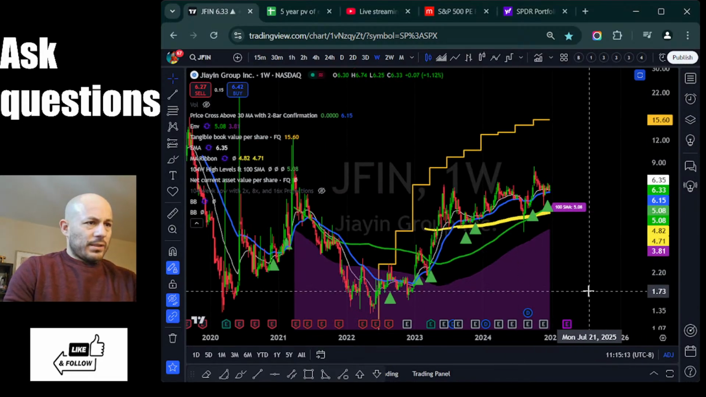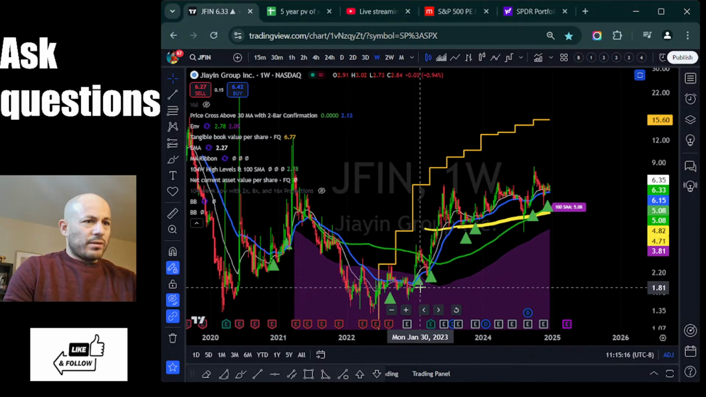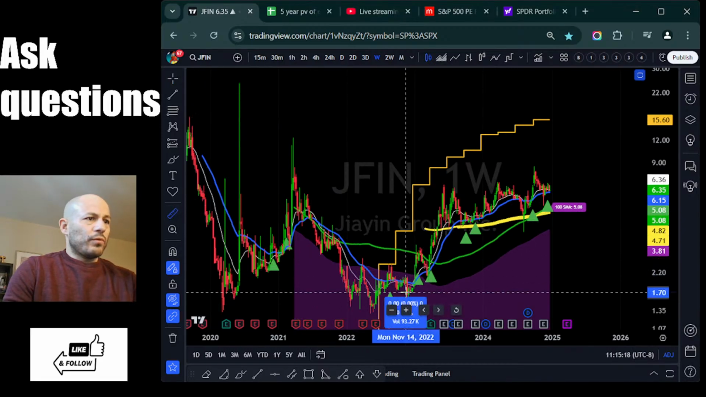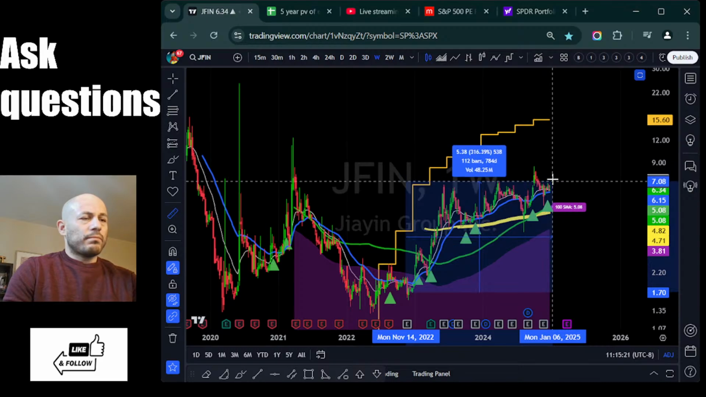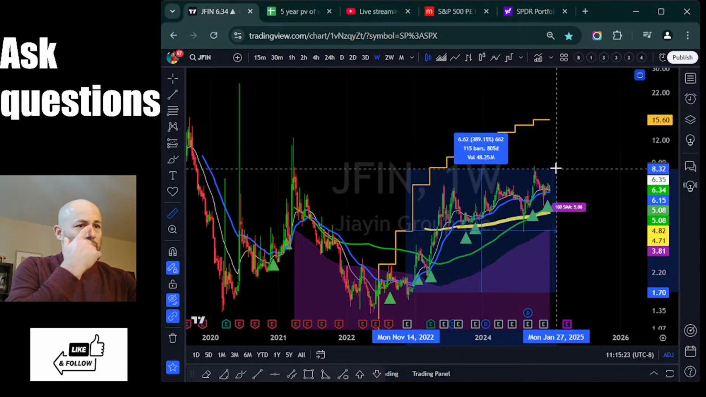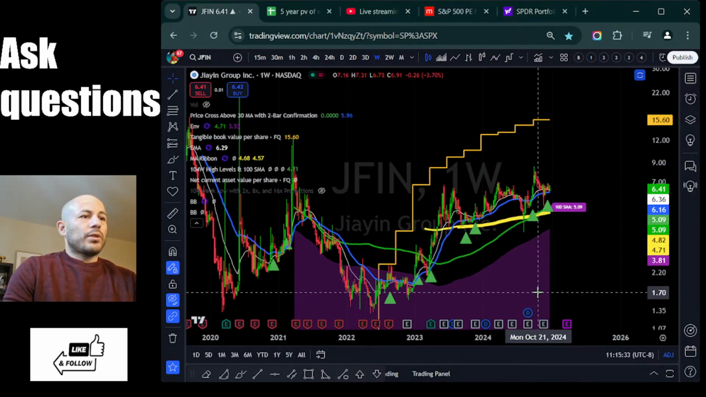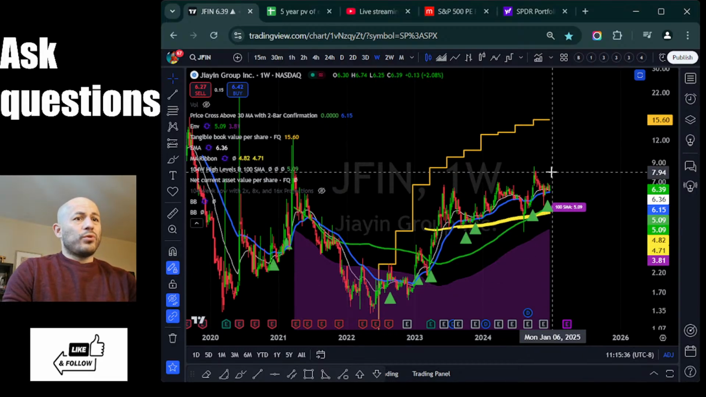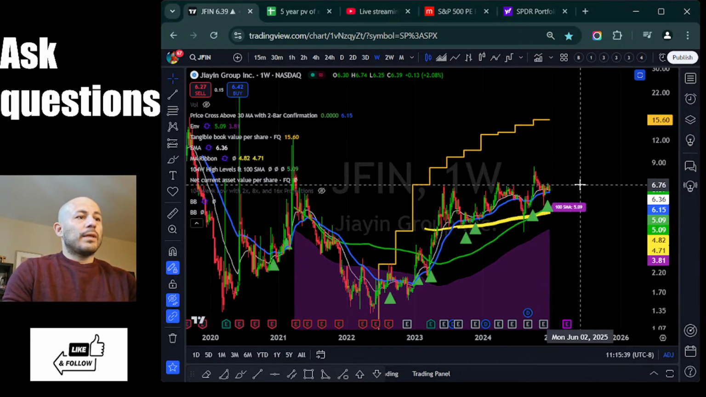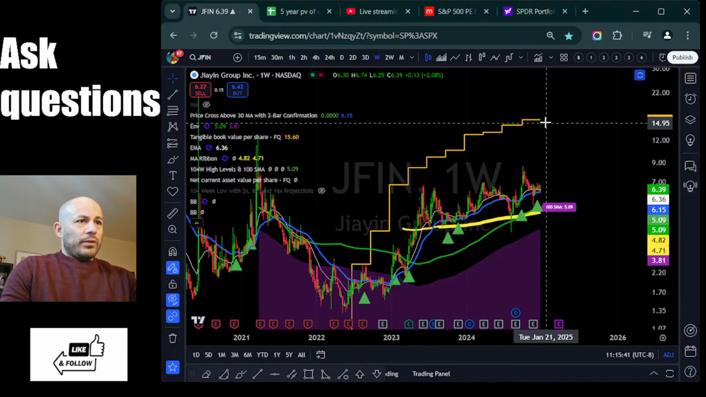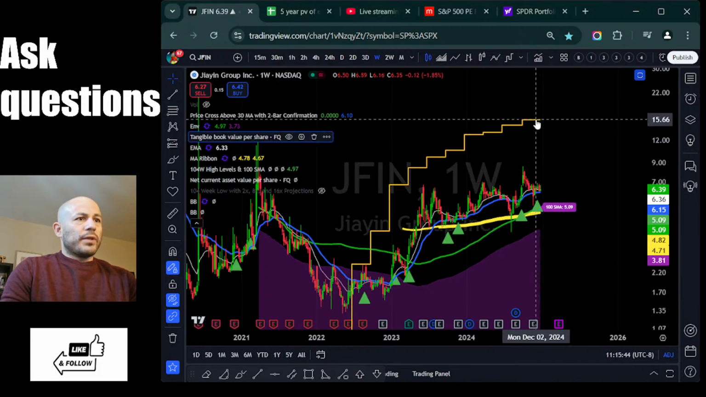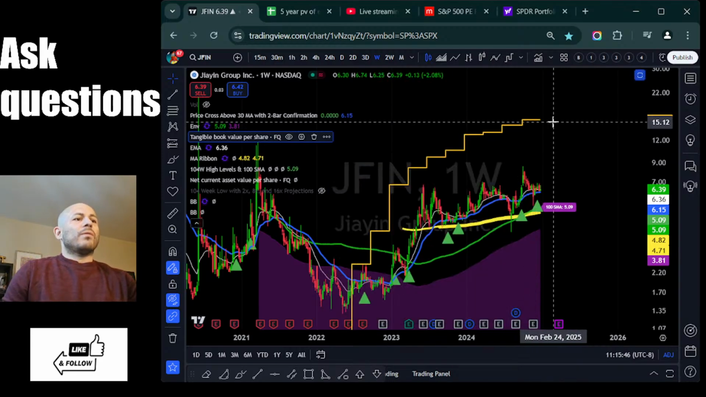In the past 2 years, it's moved huge. As much as, what is that? 289% gain in the past 2 years. So it was $1.70. Is that a quadruple? That's more than a quadruple. So that's JFIN. And look, their tangible book value. I have a level here for tangible book value. It's below that. So they are still, on a book value basis, undervalued.